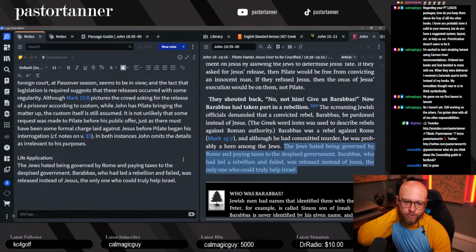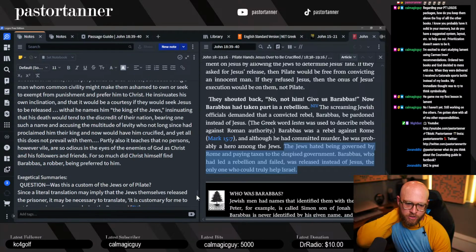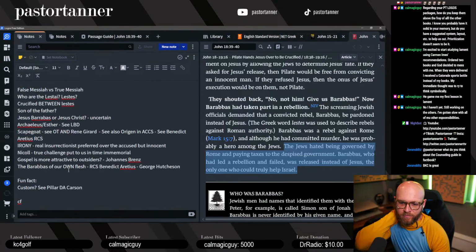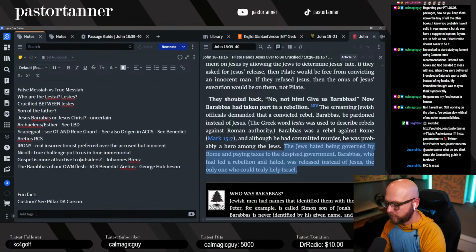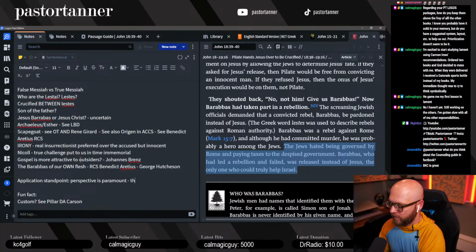situation rather than on what God is doing. So their perspective needs work, right? So from an application standpoint, perspective matters. They viewed the Barabbas and Jesus relationship backwards.